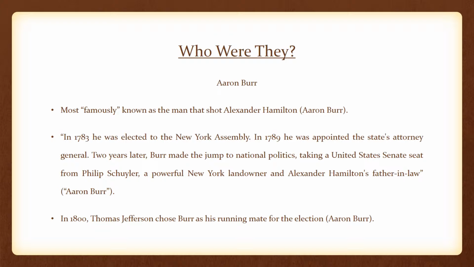Aaron Burr, most famously or infamously known as the man that shot Alexander Hamilton. In 1783, he was elected to the New York Assembly. In 1789, he was appointed the state's Attorney General. Two years later, Burr made the jump to national politics, taking a United States Senate seat from Philip Schuyler, a powerful New York landowner and Alexander Hamilton's father-in-law. In 1800, Thomas Jefferson chose Burr as his running mate for the election.